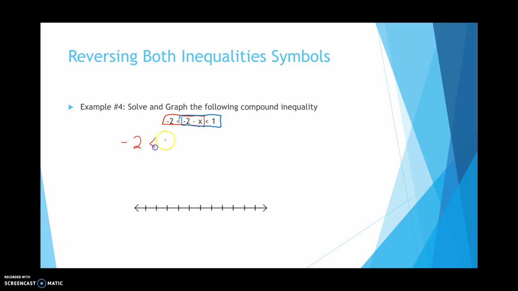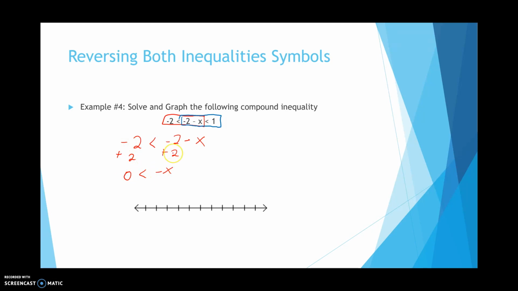So let's solve for first. Negative 2 is less than negative 2 minus x. I want to solve for x. Notice there's a negative in front of the x. We're going to have to make that become positive. So watch what happens here. We're going to add 2 to both sides. Negative 2 plus 2 becomes 0, which is less than negative x.